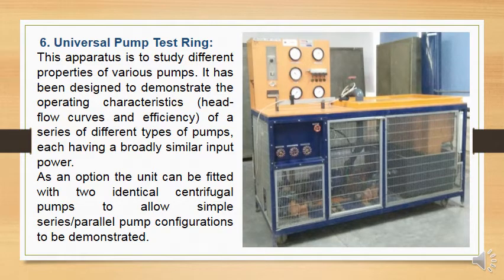Then comes universal pump test ring. This is also a kind of pump that is used to determine the different pump action of the water. This apparatus is used to study the different properties of the various pumps. It has been designed to demonstrate the operating characteristics, head flow curves and efficiency of a series of different types of pumps, each having broadly similar input. As an option, the unit can be fitted with two identical centrifugal pumps to allow simple series and parallel pump configurations to be demonstrated.